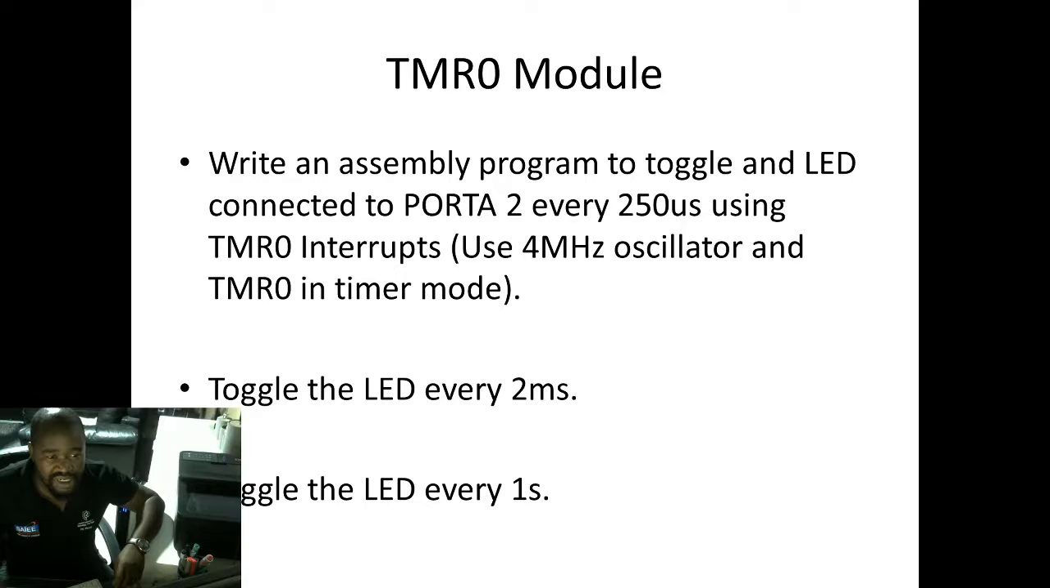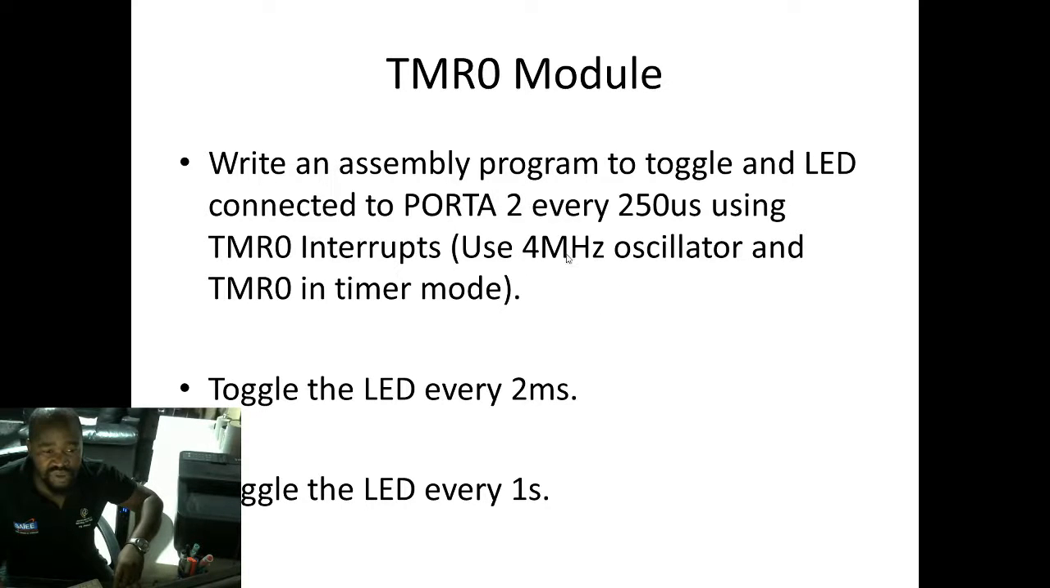The first one says to write an assembly program to toggle an LED connected to port A2 every 250 microseconds. Now, using timer 0 interrupts, we need to toggle the LED connected to port A2 every 250 microseconds. And it says here, assume that we're using a 4 MHz crystal oscillator and we're using timer 0 in the timer mode. I'm going to explain what timer mode is, right, when it comes to timer 0.